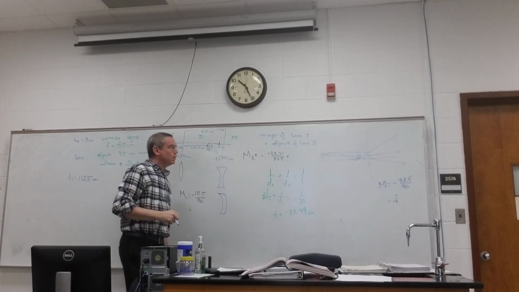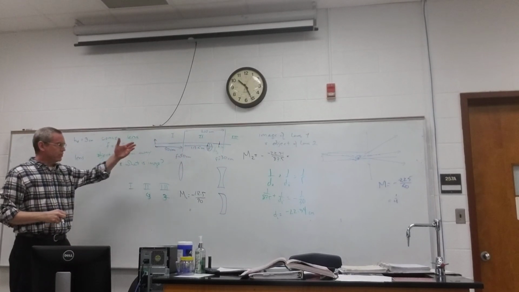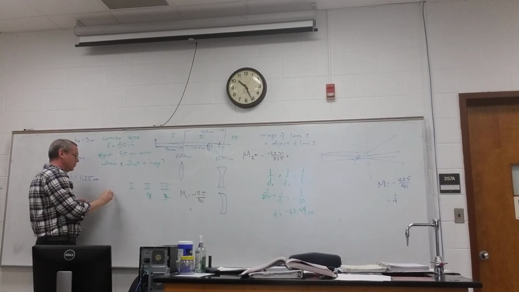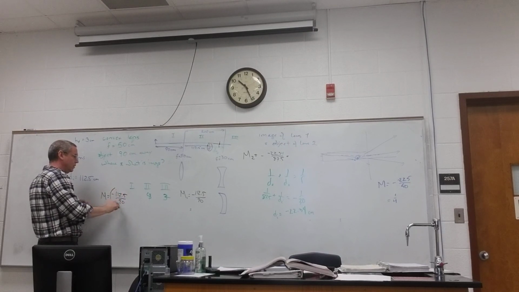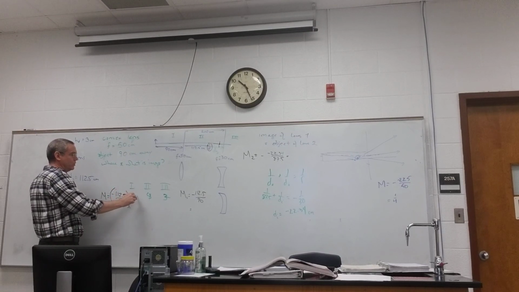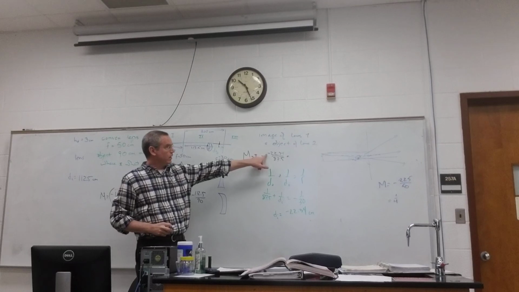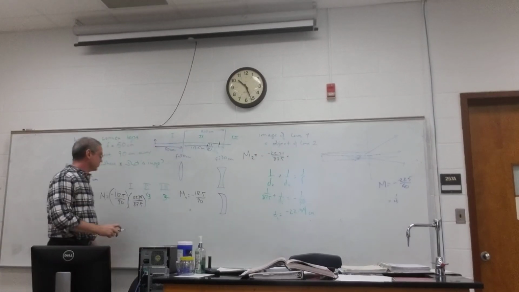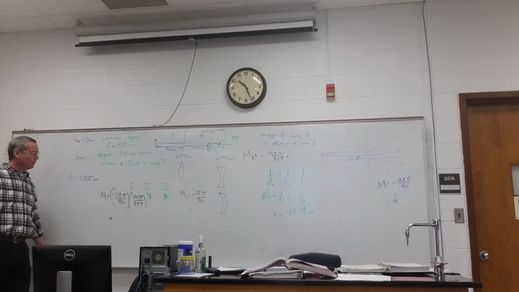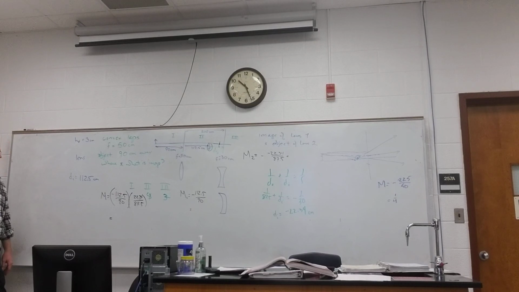The total magnification is just the product of the magnifications. So the total magnification is -112.5 over 90 times 22.34 over 87.5. Notice the minus sign disappeared from the second one because they canceled out. I have two negatives here. And we end up with something less than 1.